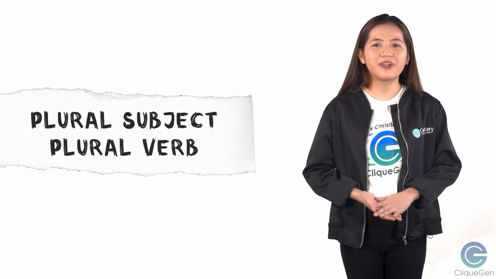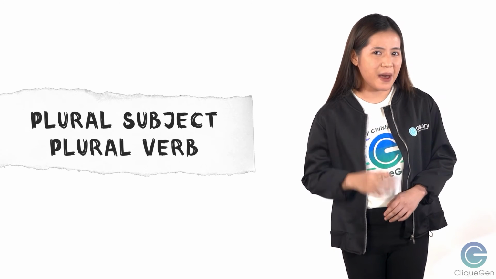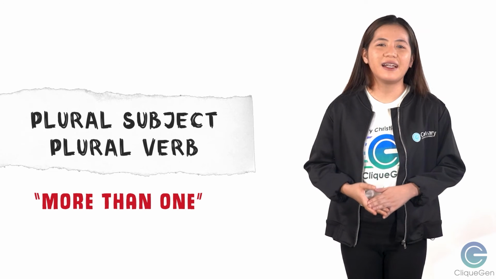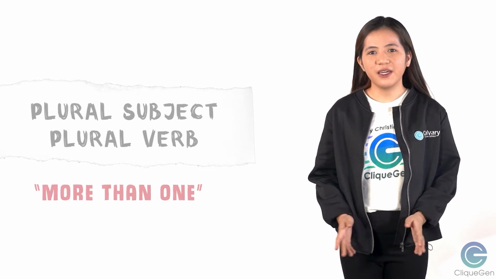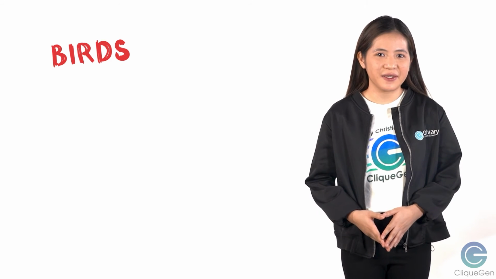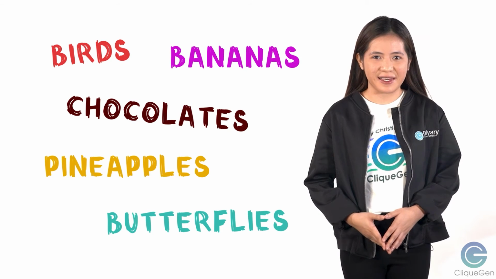Let's proceed to plural subject and plural verb agreement. First thing to remember, plural means there are more than one, and it is not alone. Here are some examples of plural nouns: birds, bananas, chocolates, pineapples, and butterflies.